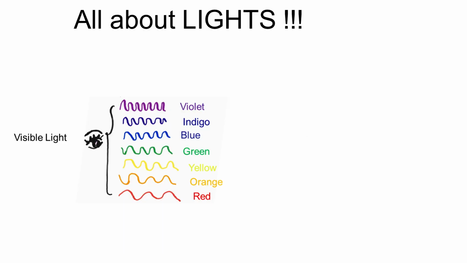So what are the lights? You probably know visible light, which means we can see it. There are 7 color variations: red, orange, yellow, green, blue, indigo, violet. Which one has the shorter wavelength? Violet. Which one has the longer wavelength? Here, the red one.